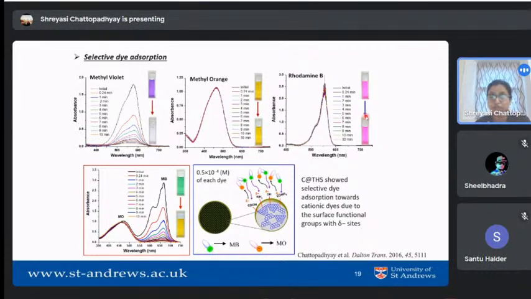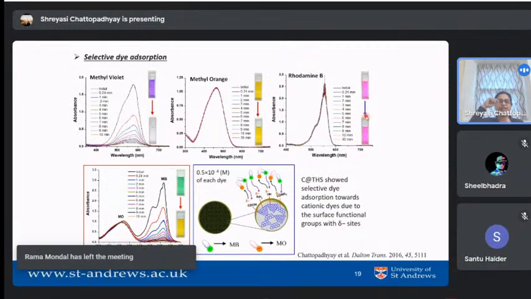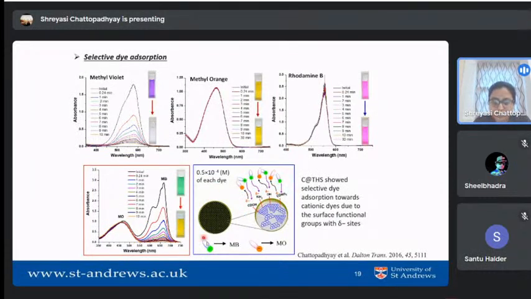What does that mean? This dye molecule has negative sites on its surface. Since our nanoparticle also has negative sites, it is not adsorbing any methyl orange or rhodamine B. However, methyl violet and methylene blue are cationic dyes, so what we saw is that these are more likely to be adsorbed by our material.